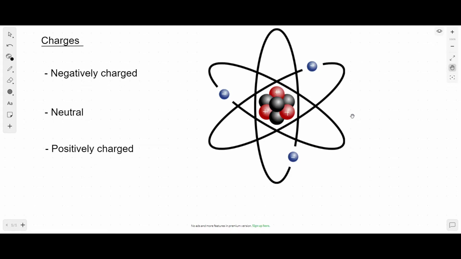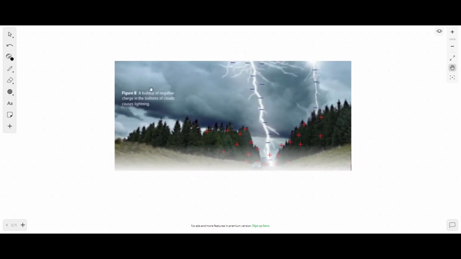Now we can apply the same logic to objects in general instead of just atoms. So in front of you, you have a screen. On your screen, you have a picture where there is a group of trees with pluses scattered all over them, and the clouds above them where the lightning strike happens with a bunch of negatives. This just means that the trees are generally positively charged. This means that they have more positive charges than negative charges. And on the other hand, the clouds have negatives because they have more negative charges than positive charges. So the point is, objects can be charged positively, negatively, or neutral, just like atoms can.